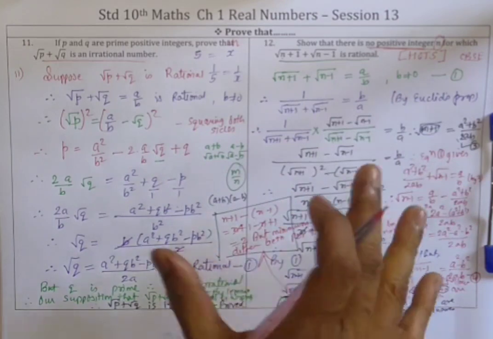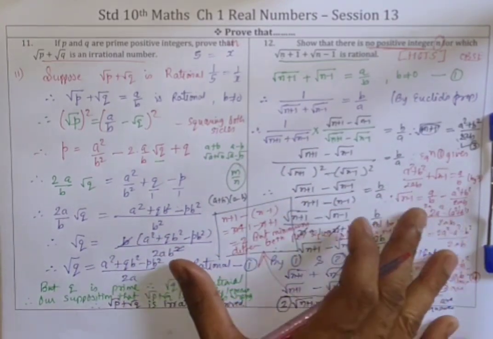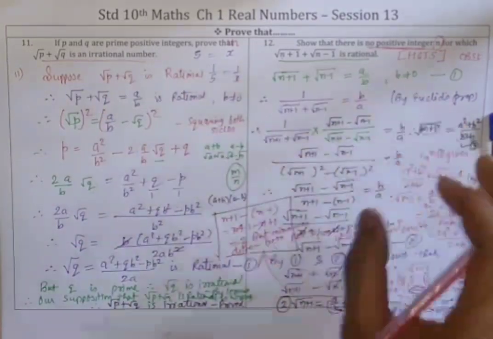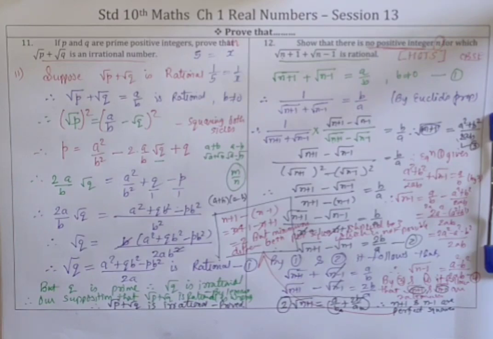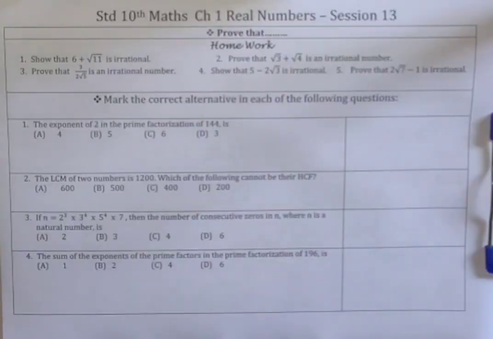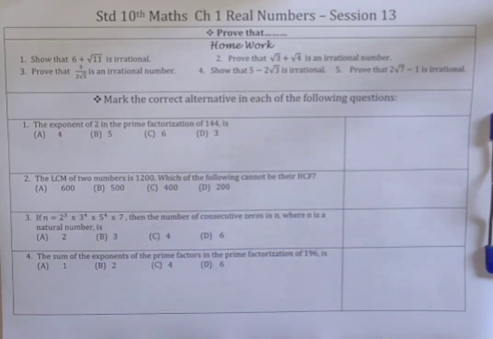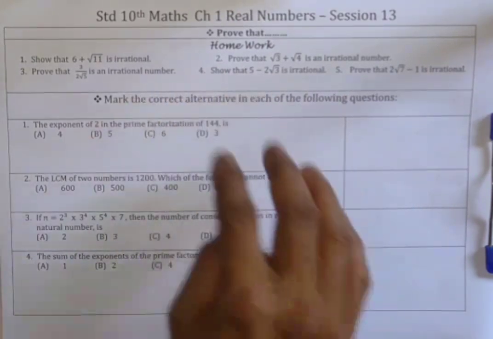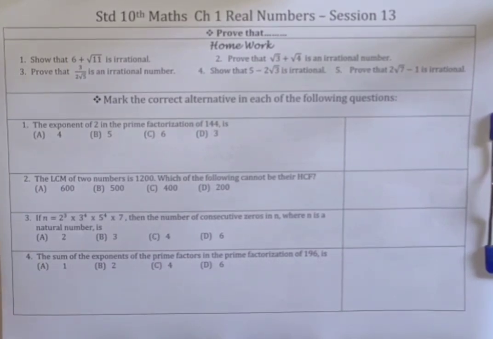Proved. Children, I'll do this again at the end if I have got sufficient time on one full page, because I have made the work very congested. Alright, children. Fine. Proceeding further. Children, these five are for your homework. Do them. You have to show the given numbers are irrational. Alright. Proceeding further.